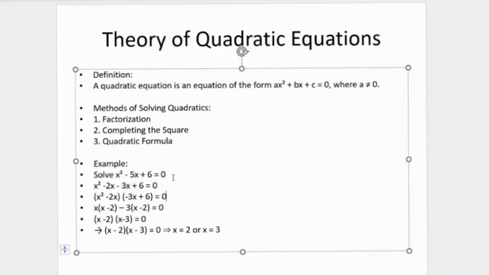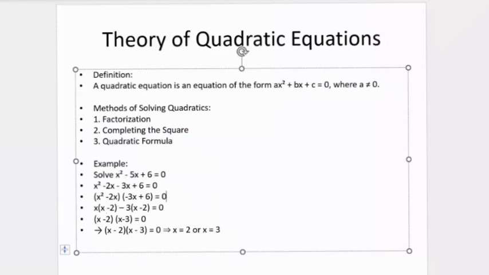So you see that by the method of factorization, we have been able to arrive at the roots of this equation. We have found the two possible values of x which satisfy this quadratic equation. So yeah, basically this is how the factorization method works.